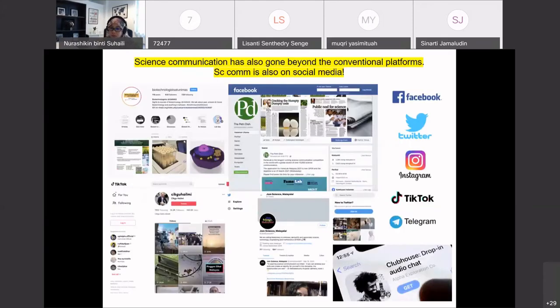Okay, I think this one is just some general points by myself. Right, so apart from the formal platform, apart from all those oral presentations, conferences, the thesis, the books, science communication has also gone beyond the conventional platforms or the formal platforms. Of course, we are not going to train you to communicate science on social media, but just for you to know that science communication is not just limited to the formal platforms. Yeah? It can go beyond the conventional platforms. Yeah. So science communication is also on social media, right?